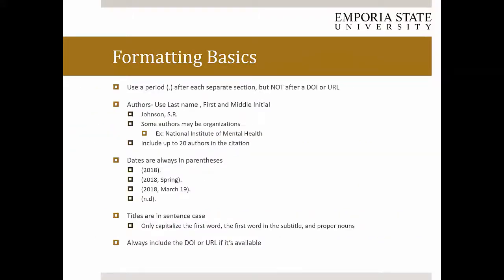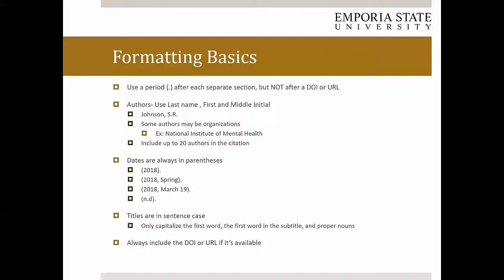Now, as outlined on that last slide, there are 4 different sections in an APA citation: who, when, what, and where. After each section in your citation, use a period. An exception is at the end of your DOI or URL. If you put a period at the end of the link, it can interfere with retrieval.